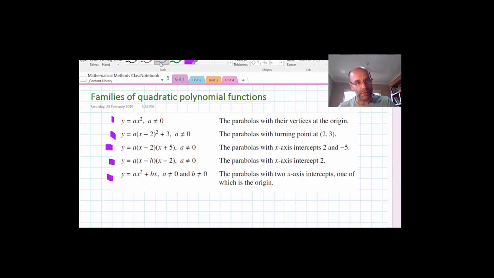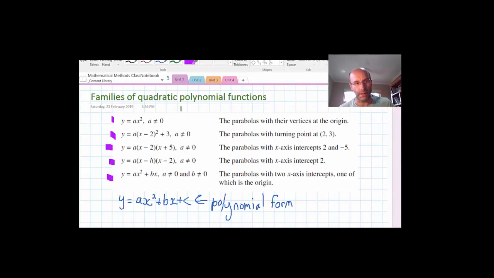And let's remember that the other one that we look at that we probably started with was y equals ax squared plus bx plus c, and you've learned before that that's polynomial form.